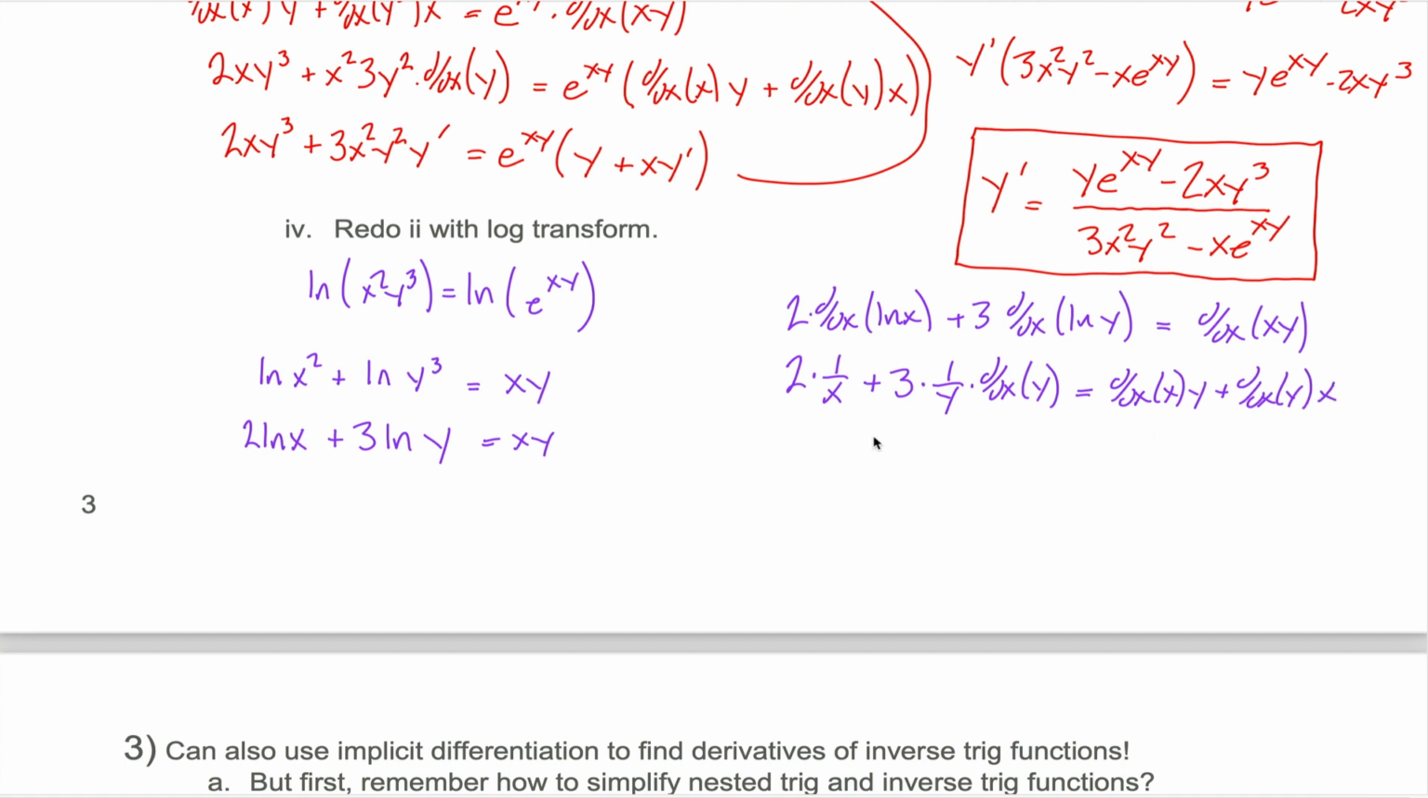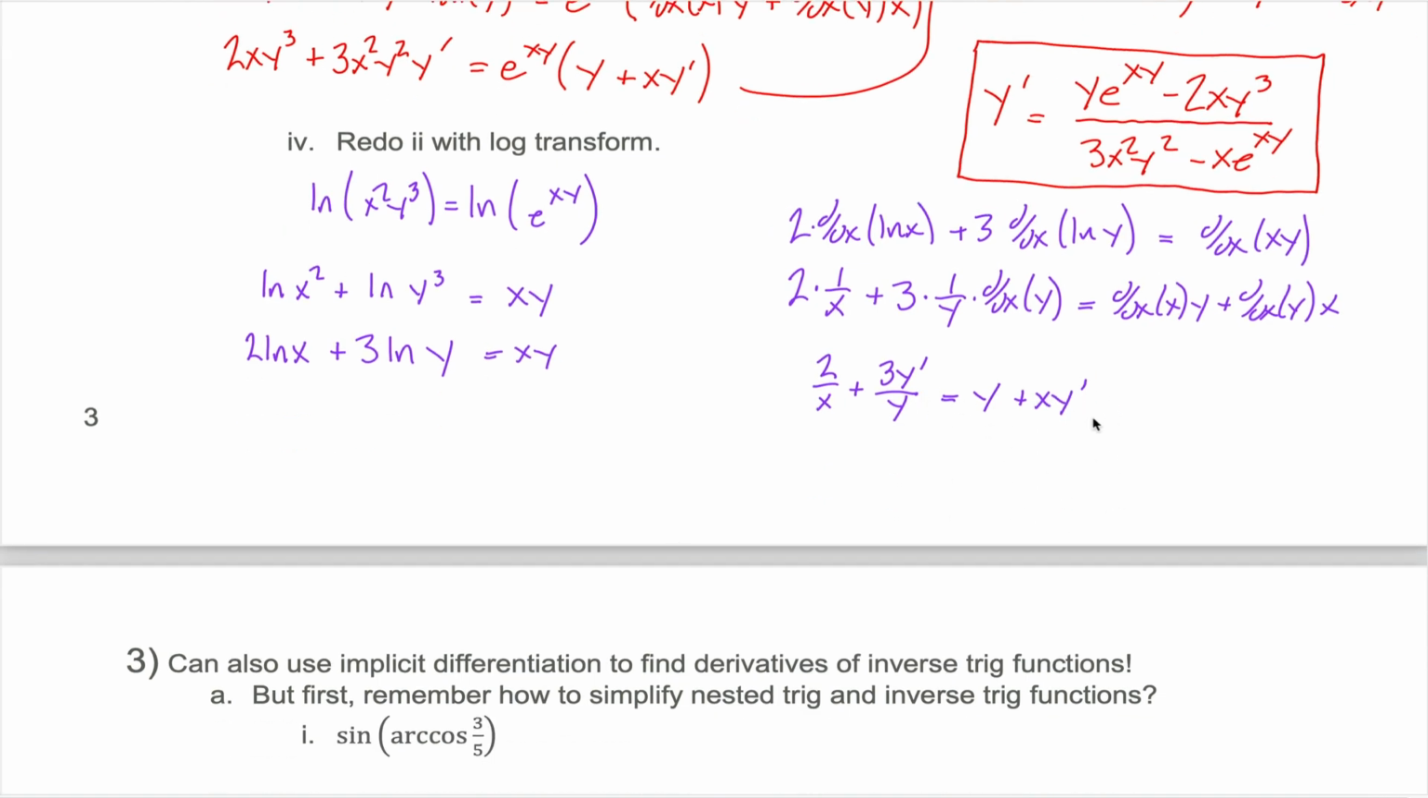I'm just about done with all my calculus. Let's see, over here I can clean this up and call it 2 over x. Over here, the derivative of y is y prime, so I can clean up this term by calling it 3y prime divided by y. I'm going to set that equal to, the derivative of x is just equal to 1, and 1 times y is just y. And then over here, the derivative of y is y prime, and y prime times x, I could write that as xy prime.